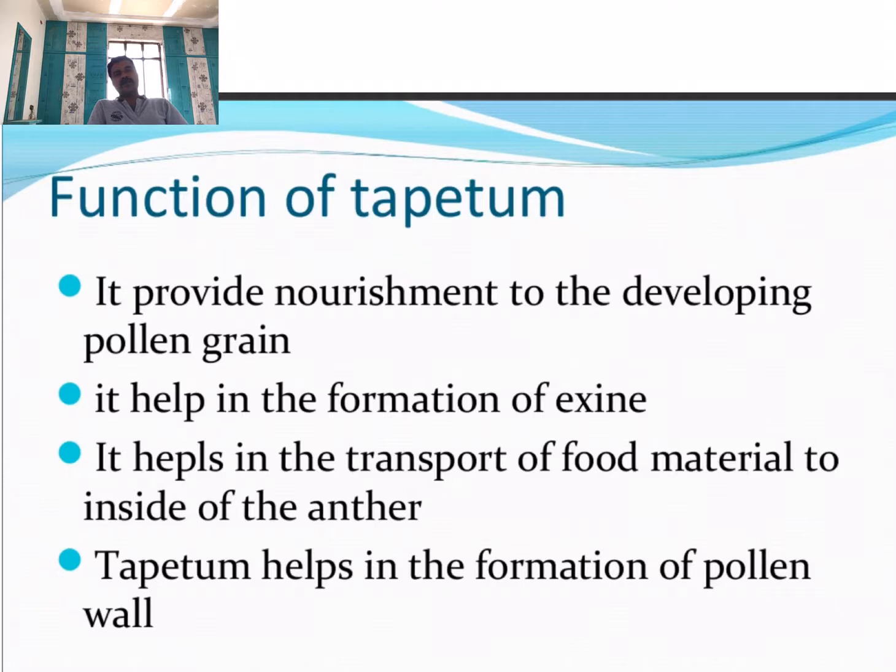It helps in the formation of enzymes. It produces various materials like sporopollenin, which forms the exine layer on the pollen grain. The tapetum helps in the transport of food materials to the inside of the anther. Lastly, the tapetum helps in the formation of the pollen ball also, as some of its materials participate in pollen ball formation.